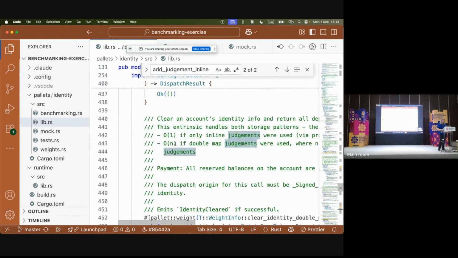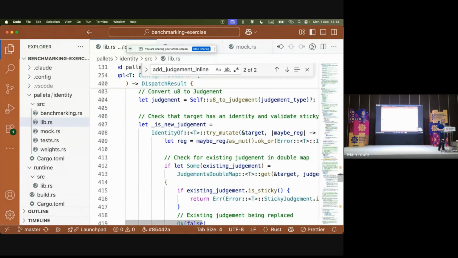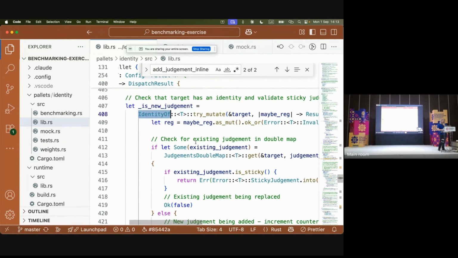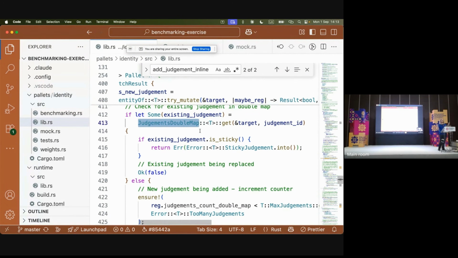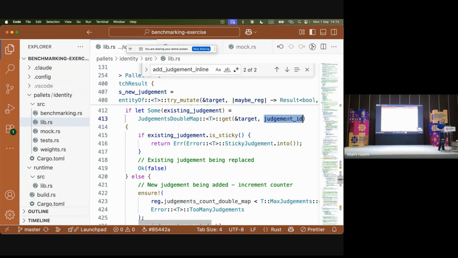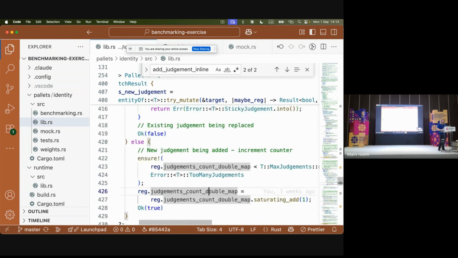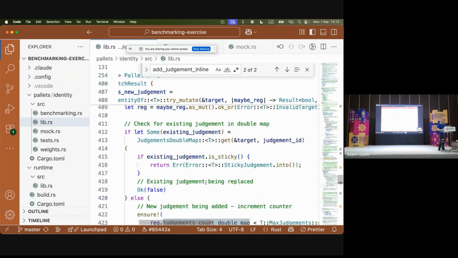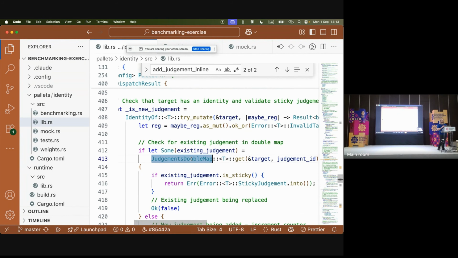Now, there's the other one, which is provide judgment double map. Here we have a different strategy where, yes, we mutate the identity, but the main thing that we do is we have a separate double map of judgments, where we have a target and a judgment ID, and that's how we get the judgment. Then we update a counter for reasons, which we can go into. But the point being, we have a different strategy here of how we manage the judgments. We have a separate storage double map that we put the judgments in.